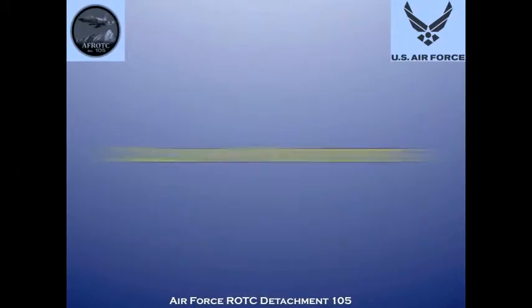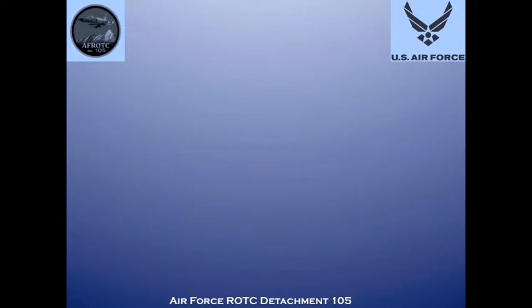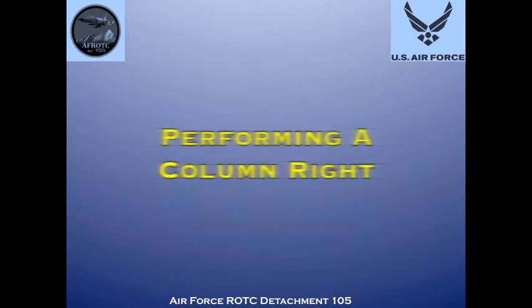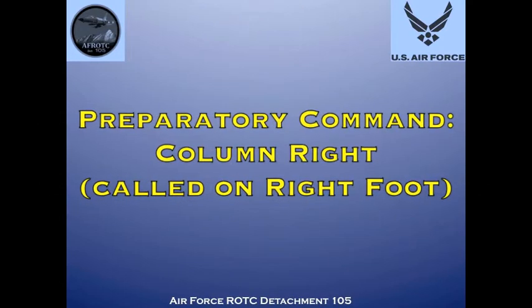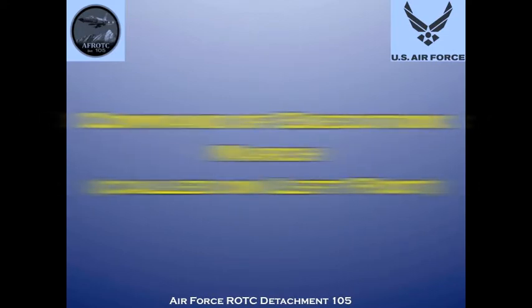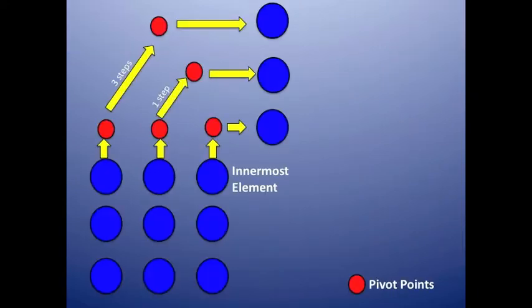From column formation, the flight commander may change the direction of the flight by calling column right march or column left march. To perform a column right, the preparatory command column right is given as the right foot strikes the ground. The command of execution, march, is given as the left foot strikes the ground. After the command march, the innermost element takes one more step and then pivots on the opposite foot to turn a full 90 degrees. This element will take half steps until the rest of the flight catches up.